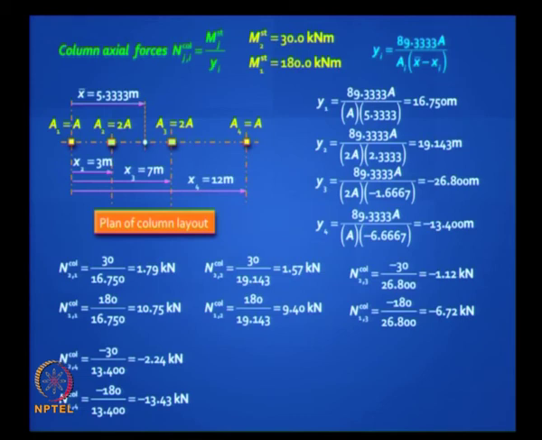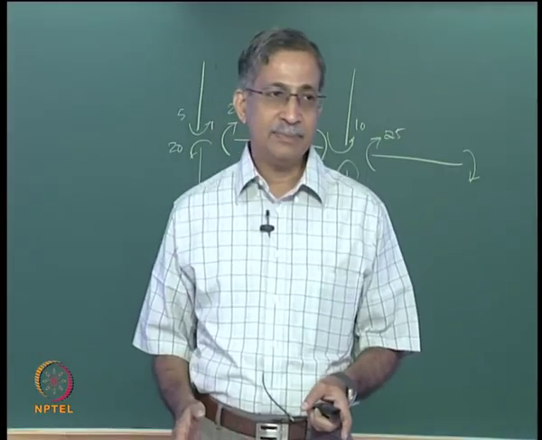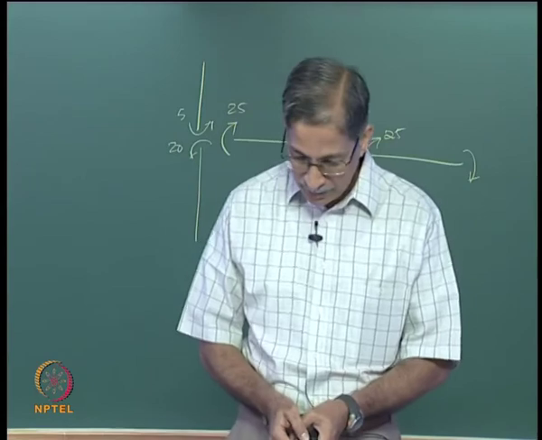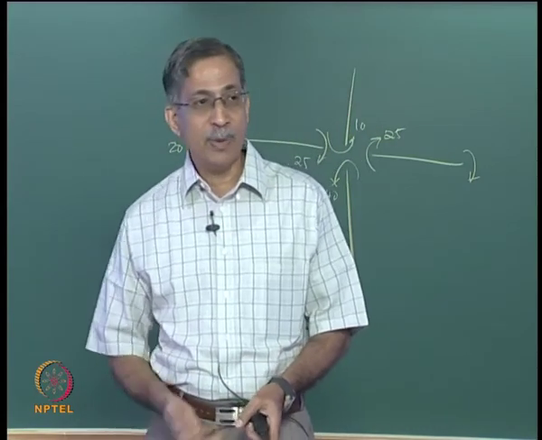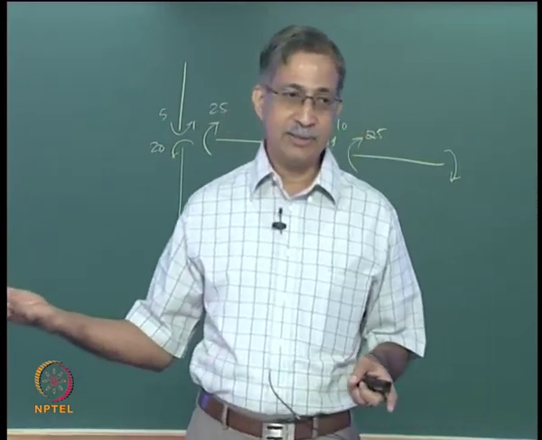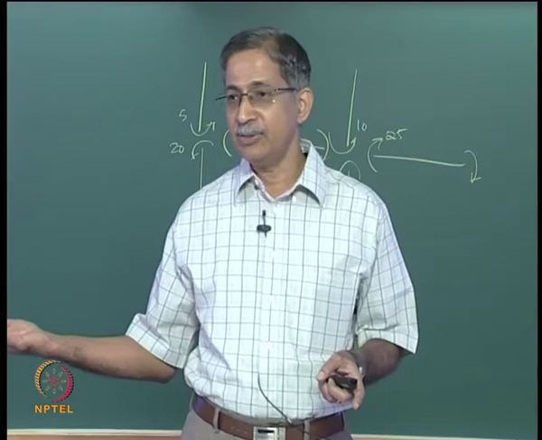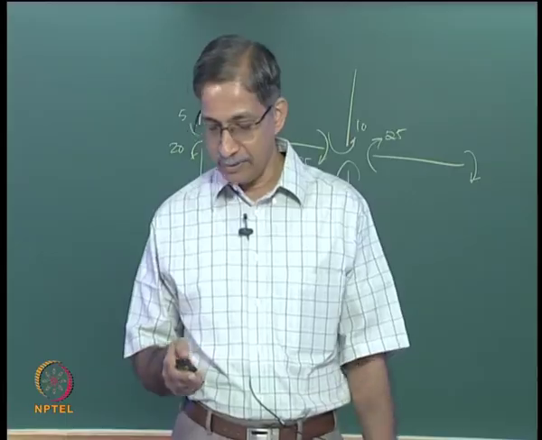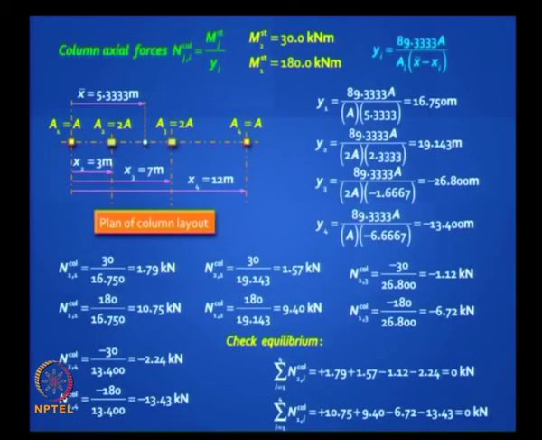If the column axial force is negative, what does it mean? It means that the column is in compression. Once you have that, you can check equilibrium. If you add all the tension and compression forces at any story level, they should add up to 0, because there is no net axial force on the building due to wind loading.